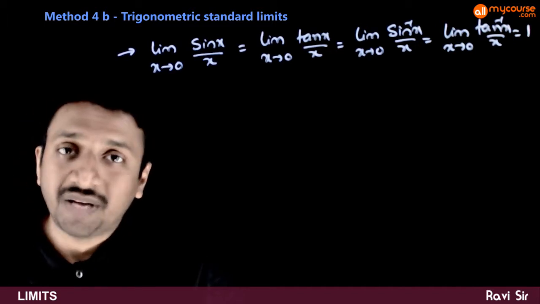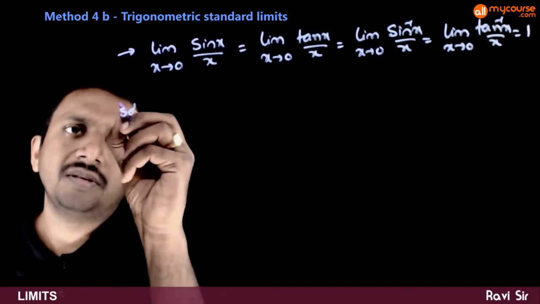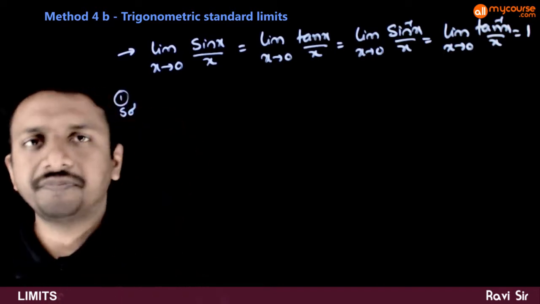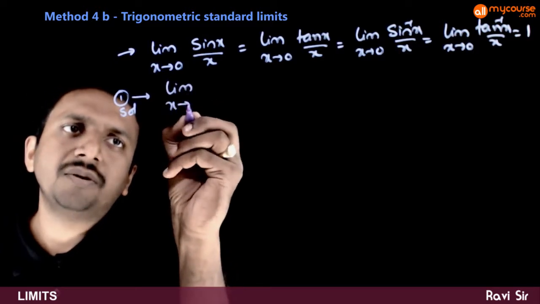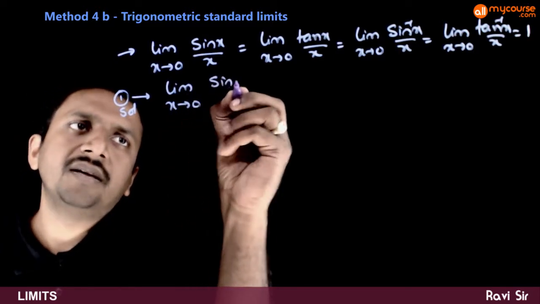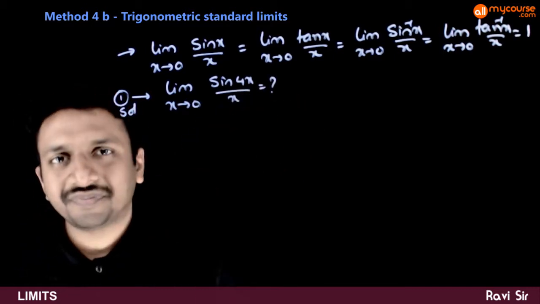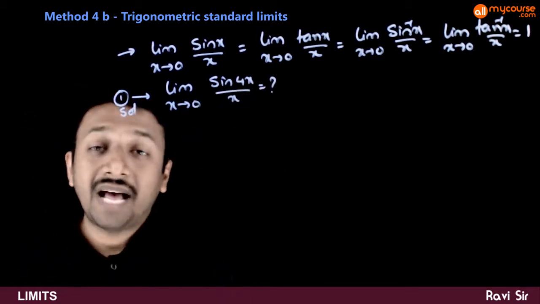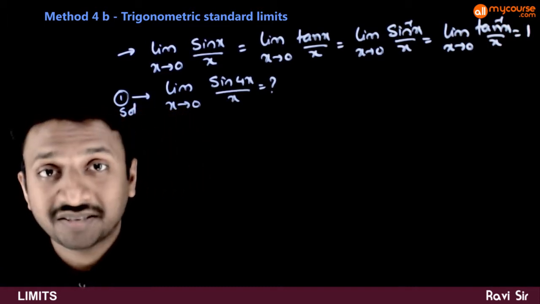So all these limits are equal to 1. Now how can the questions be asked? So let us take the first question. Limit x tends to 0, sin 4x by x is equal to how much? If you are asked to find limit x tends to 0, sin 4x by x.